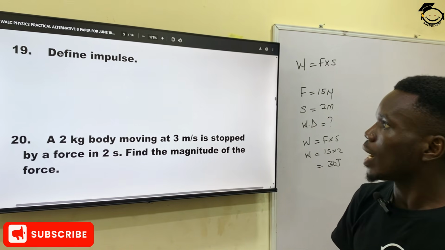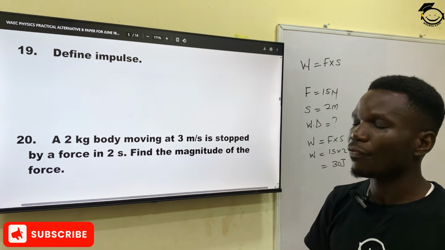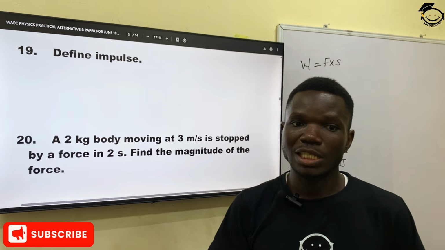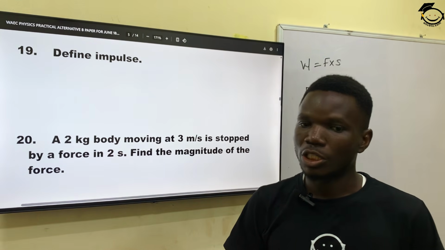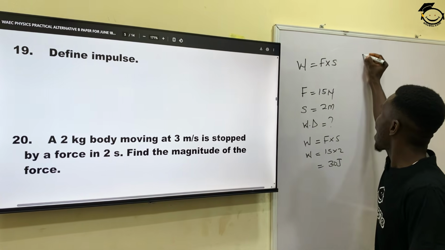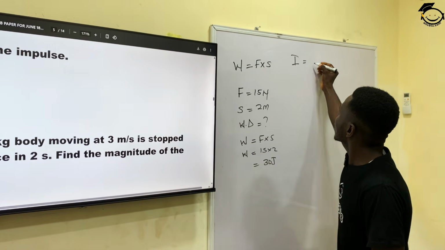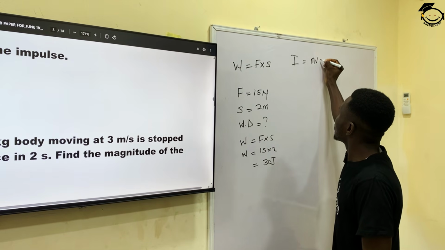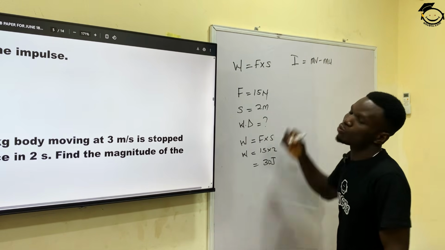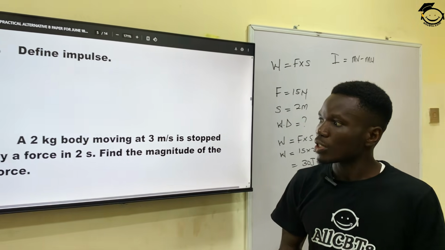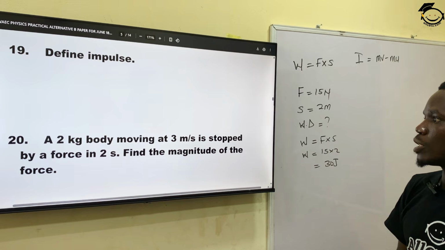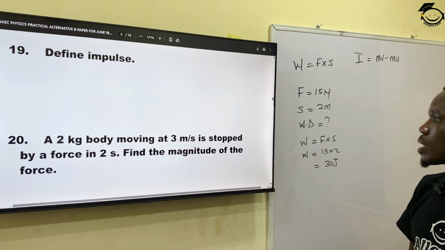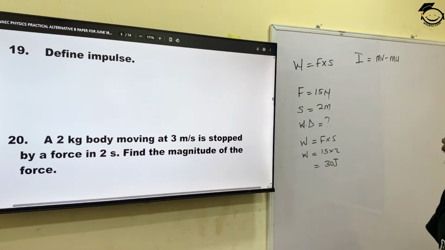Question number 19. It says define impulse. Impulse can simply be defined as change in momentum. Your impulse I is equal to change in momentum, which is mv minus mu. Moving on to the next question, question number 20, it says a 2 kg body moving at 3 meters per second is stopped by a force in 2 seconds. Find the magnitude of the force.